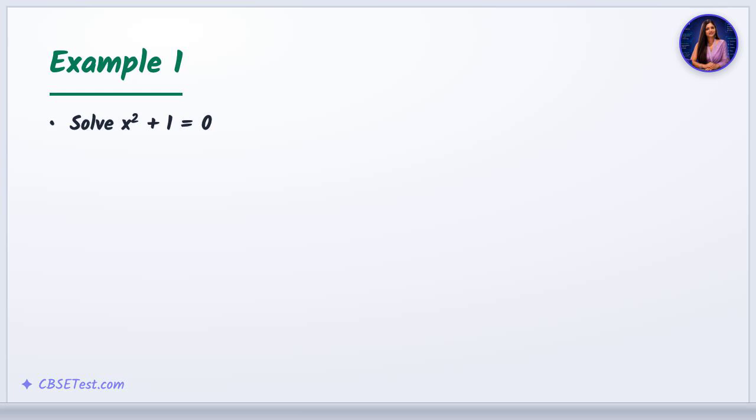The equation x squared plus 1 equals 0 has no real solution, since x squared would be -1. With complex numbers, x equals plus or minus i.